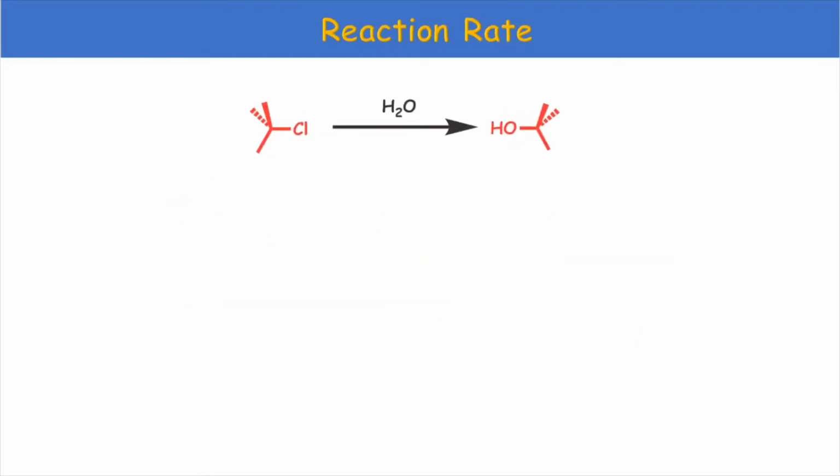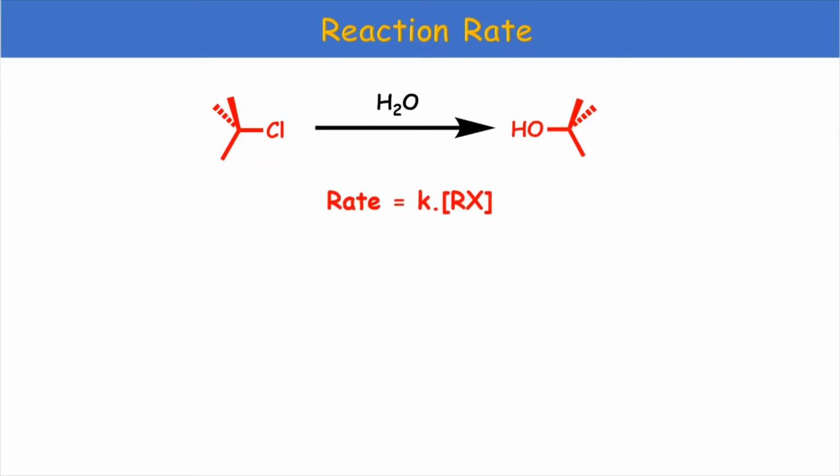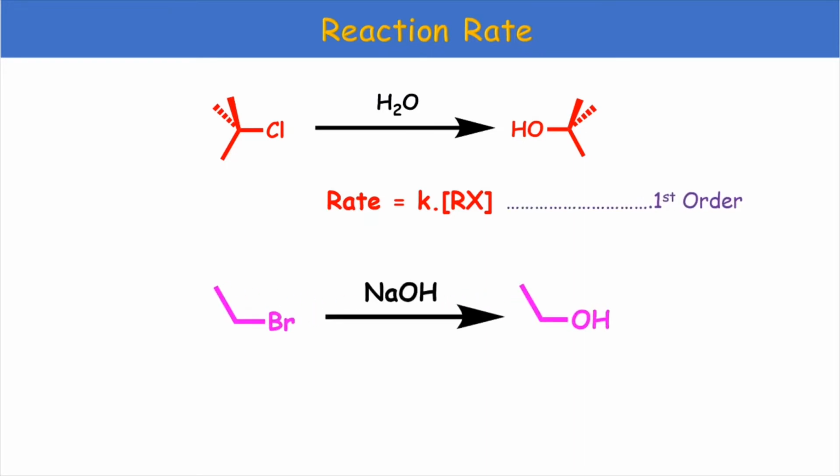If we consider the first reaction, the reaction of tertiary alkyl halide with water, the rate of the reaction is dependent only on the concentration of alkyl halide, and it is independent of the concentration of the nucleophile, either water or hydroxide. So this is a first order reaction. But for the second case, the reaction of primary halide, the reaction rate is dependent on both the concentration of alkyl halide as well as the concentration of the nucleophile, hydroxide. So it is a second order reaction.